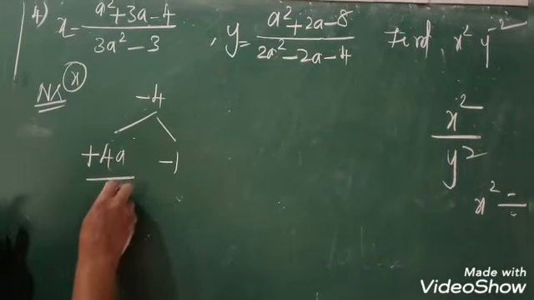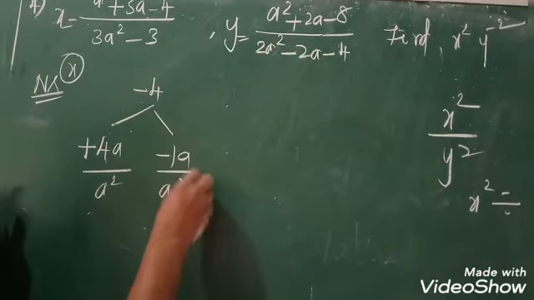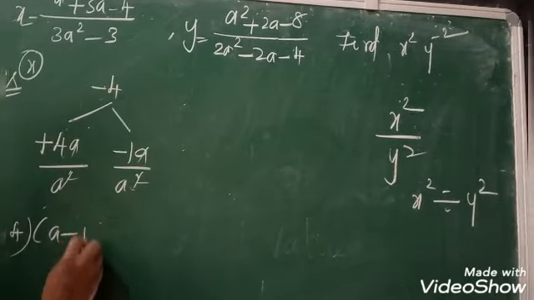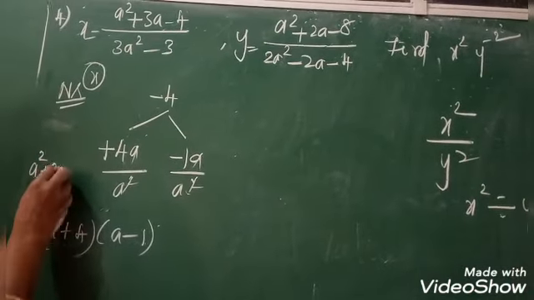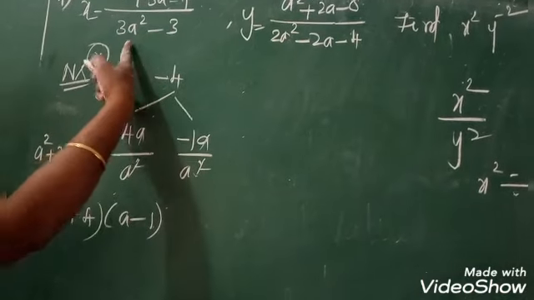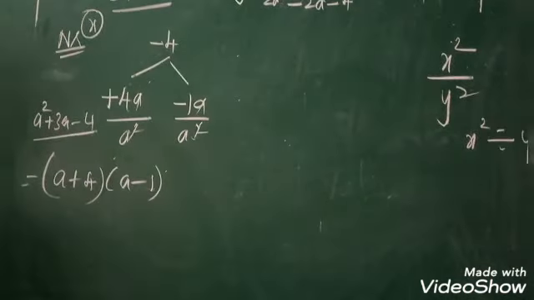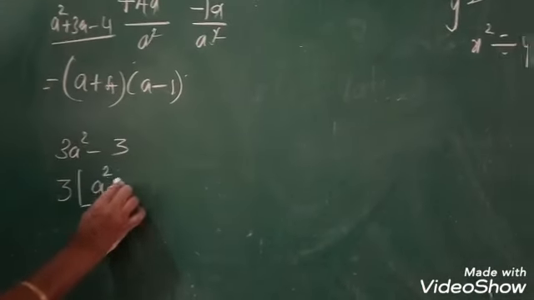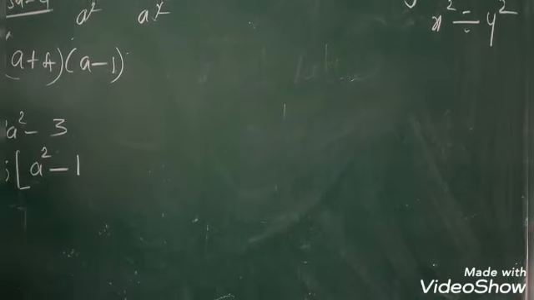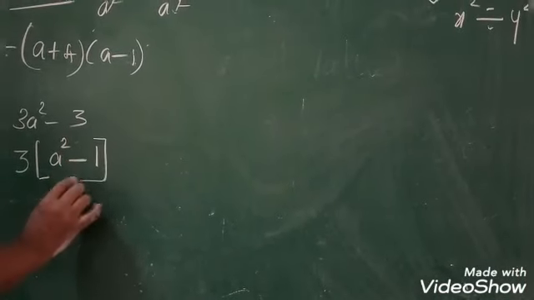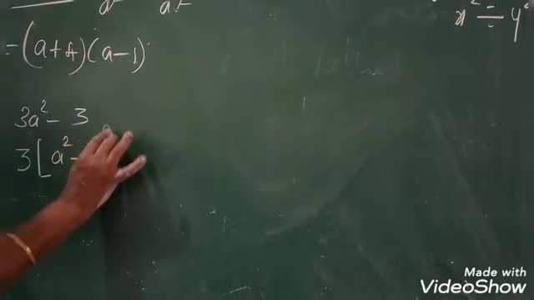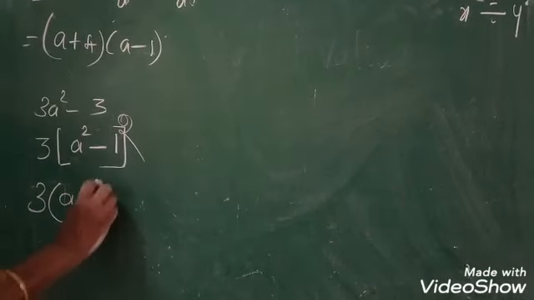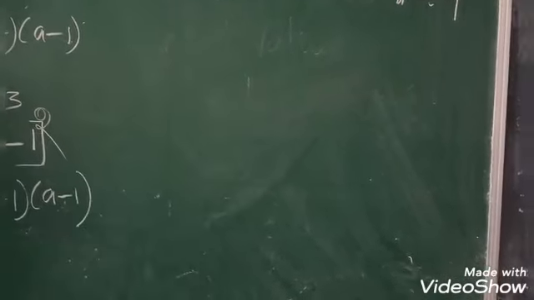Here the variable is a squared, a squared. Now you have to cancel. The factors are a plus 4 and what? A minus 1. This is the factorization for a squared plus 3a minus 4. Okay. The next is the denominator. What is the denominator here? 3a squared minus 3. I am going to take 3 out. The remaining is a squared. The 3 is taken out, so you have to replace it at its place with 1. Okay, girls. Now it is considered as a squared minus b squared. Now a is considered as a, b is considered as 1. So a plus b into a minus b. Have you all understood this one?